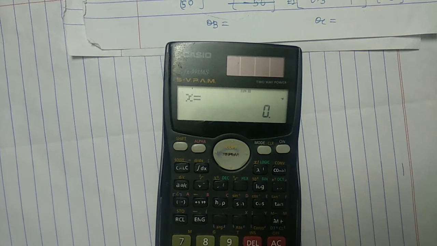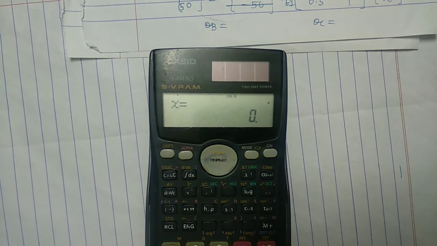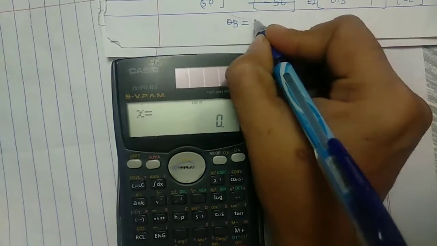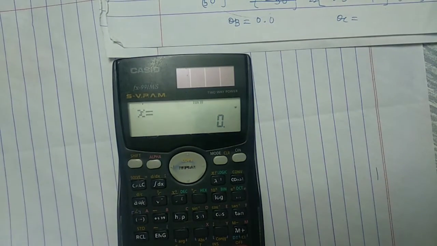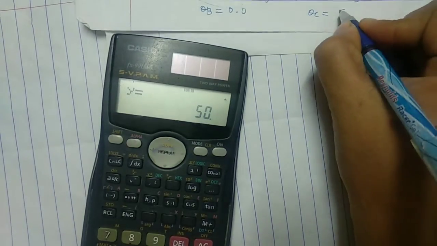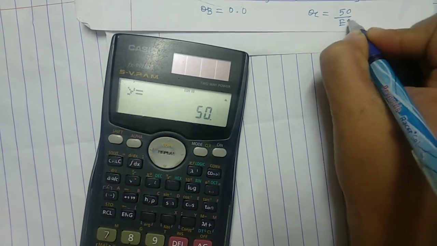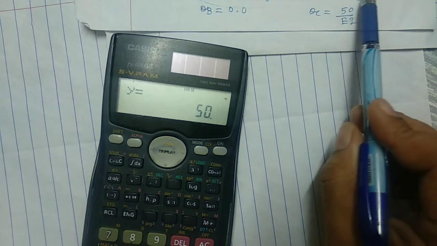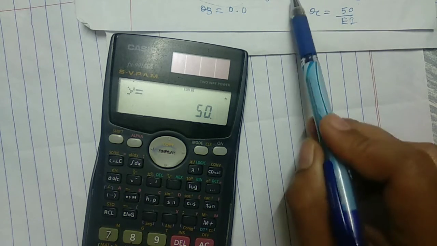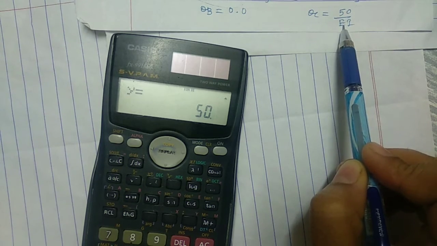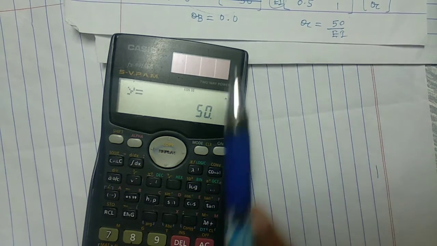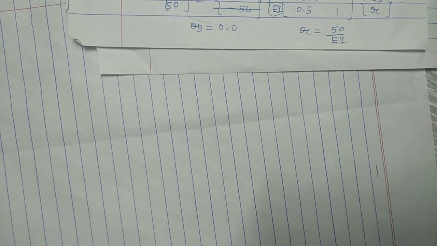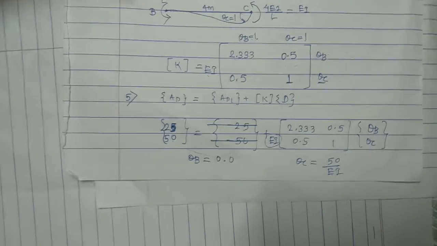So here is the value of theta B and theta C. Theta B is equal to 0, the first value, and the second value, theta C, is equal to 50 upon EI. Don't forget this EI which is here. After calculating that theta, this EI will be the denominator of the answer. So that is equal to 50 upon EI. Okay. So here we have completed up to this.